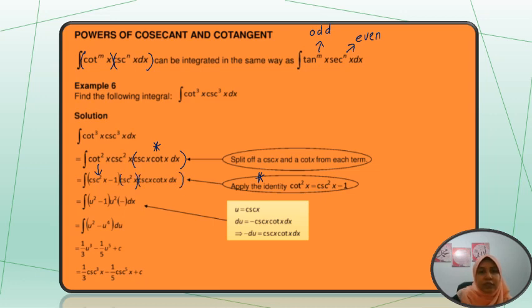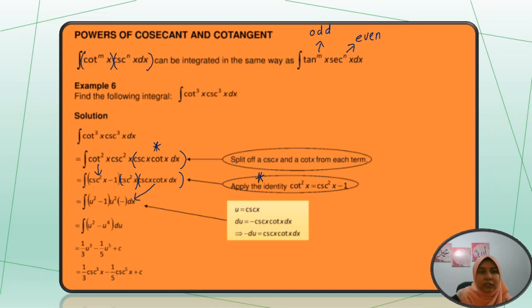Okay, then we let u equal to cosecant x so that if we differentiate u with respect to x, we will have the function of negative cosecant x cotangent x dx. Then negative du equal to cosecant x cotangent x dx. Then we can substitute this one with du, negative du.